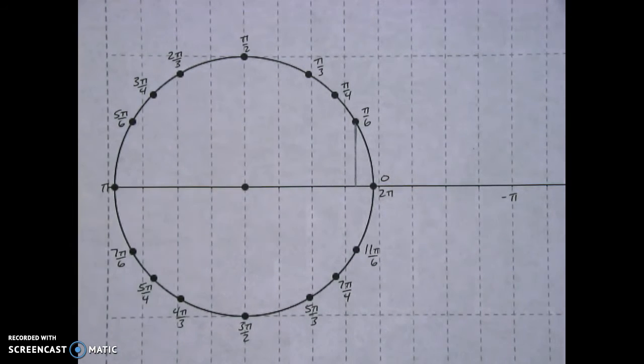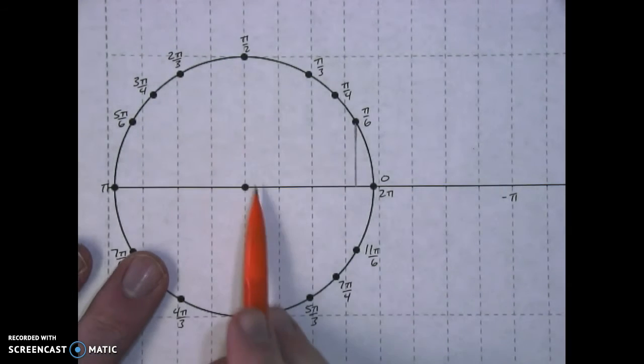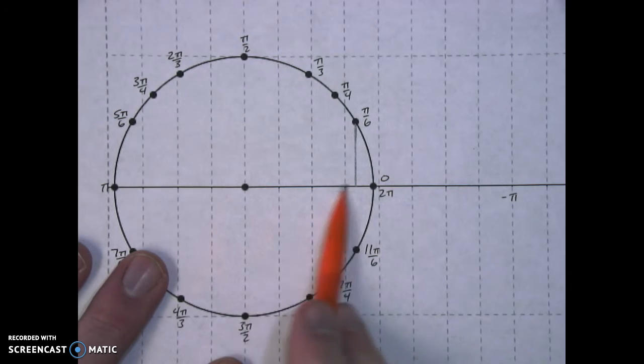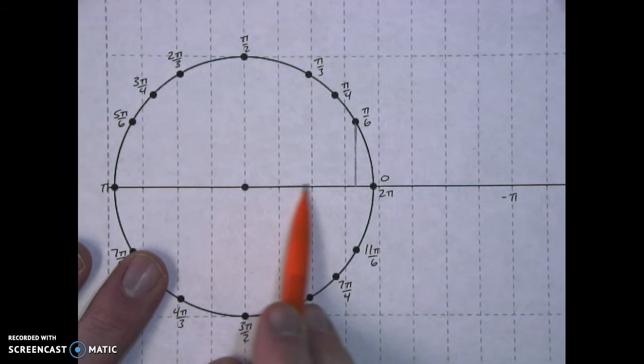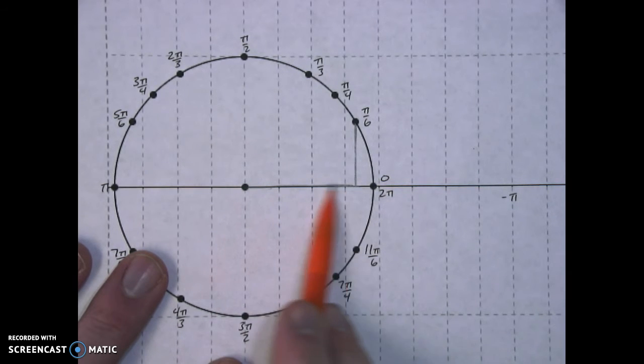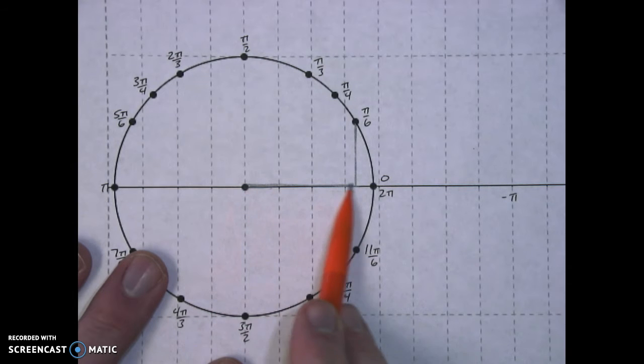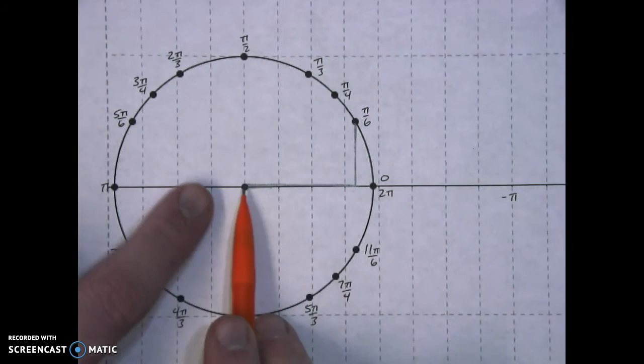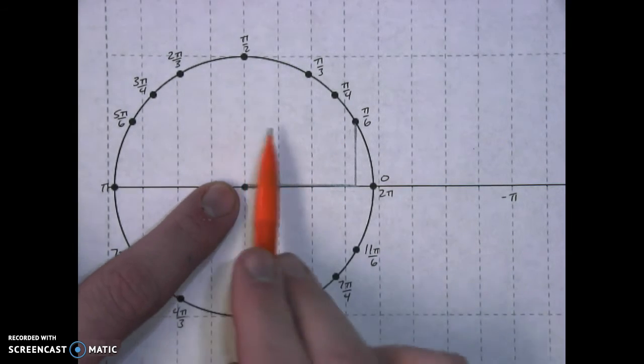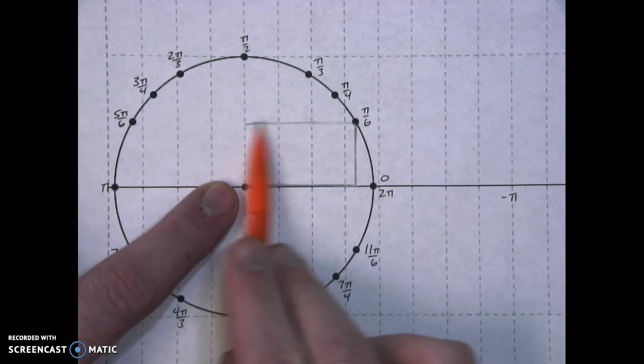Similarly, and it won't show up too well because I'm drawing it on the axis, the cosine of pi over 6 is this length here, because that's the length it would take you to get from here to that angle. You could also find that length up here.